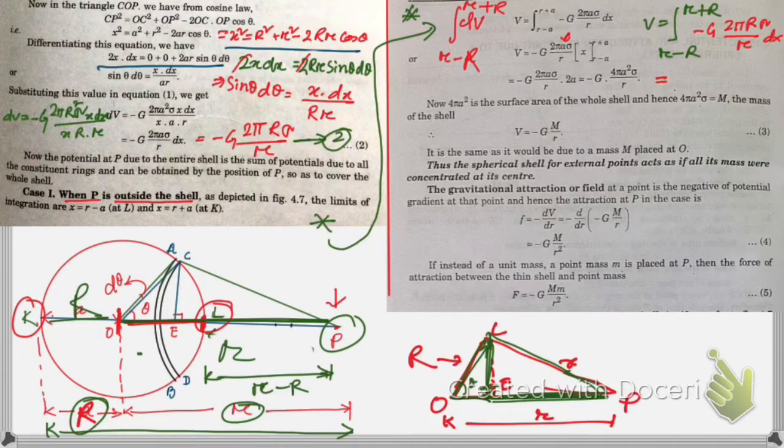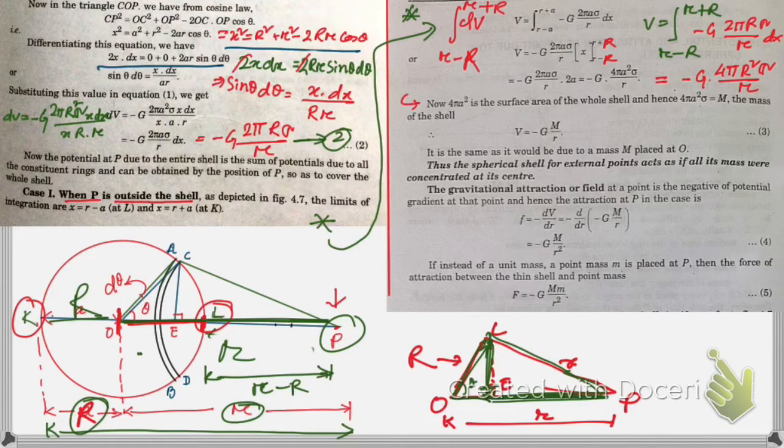So your final result will be minus z dot 4 pi capital R square sigma by small r. So this result you will get after integration and putting those limits r plus capital R and r minus capital R. So if you replace this a by capital R, right? Just change yourself wherever it should be changed.